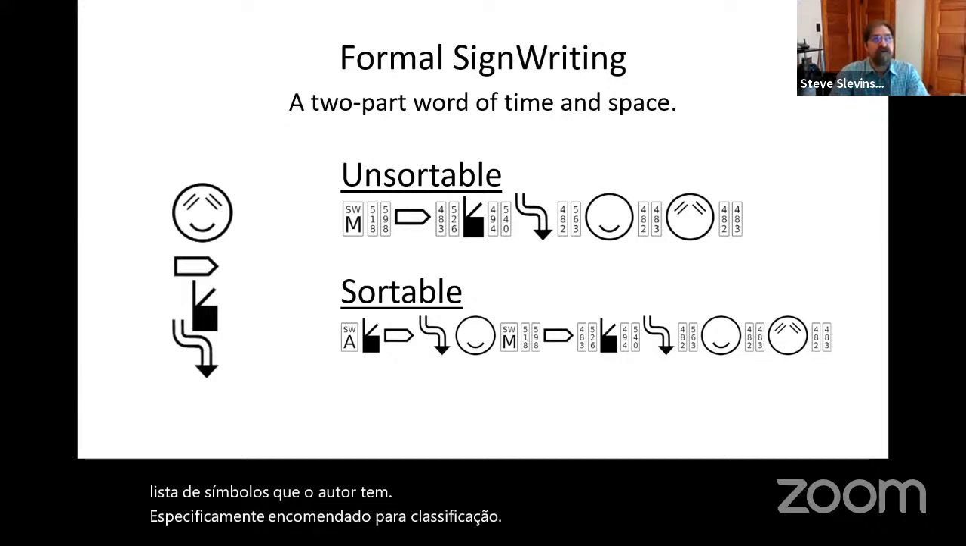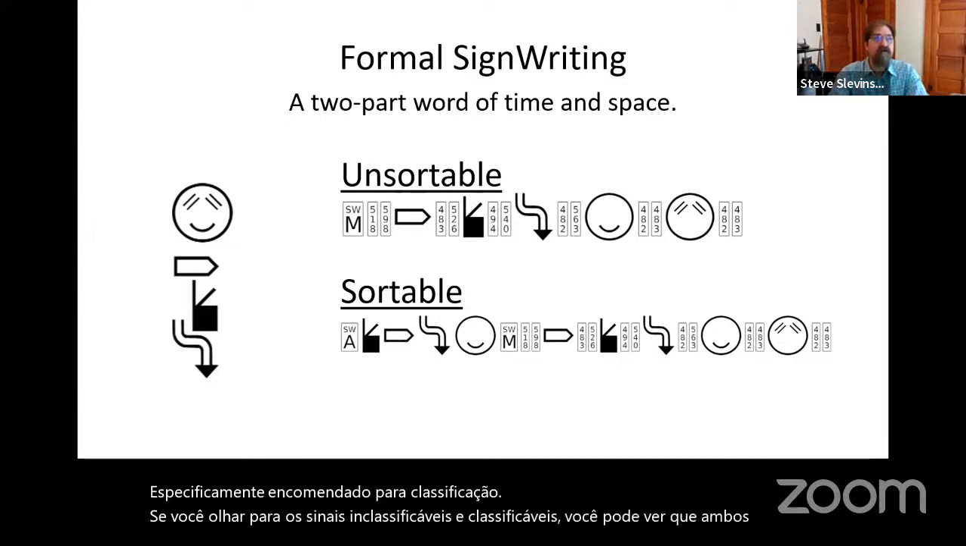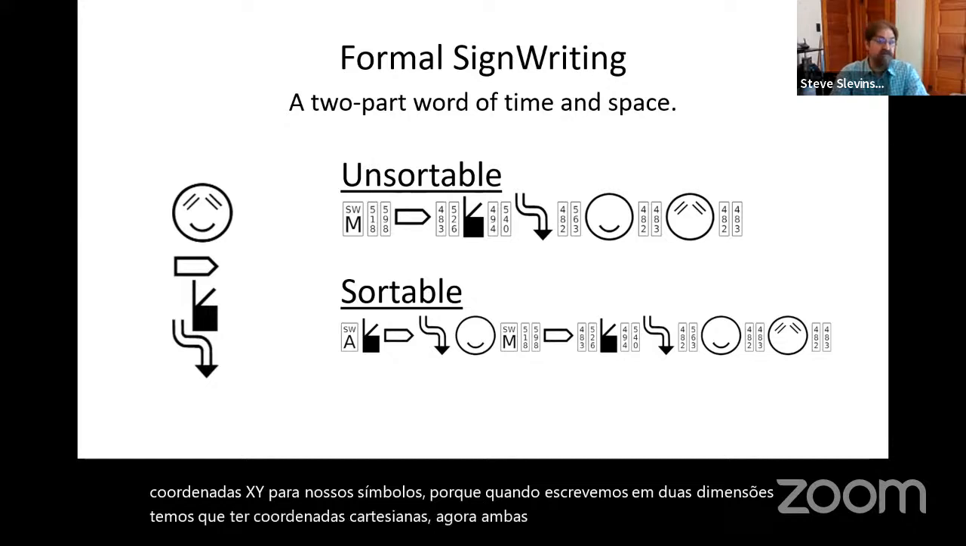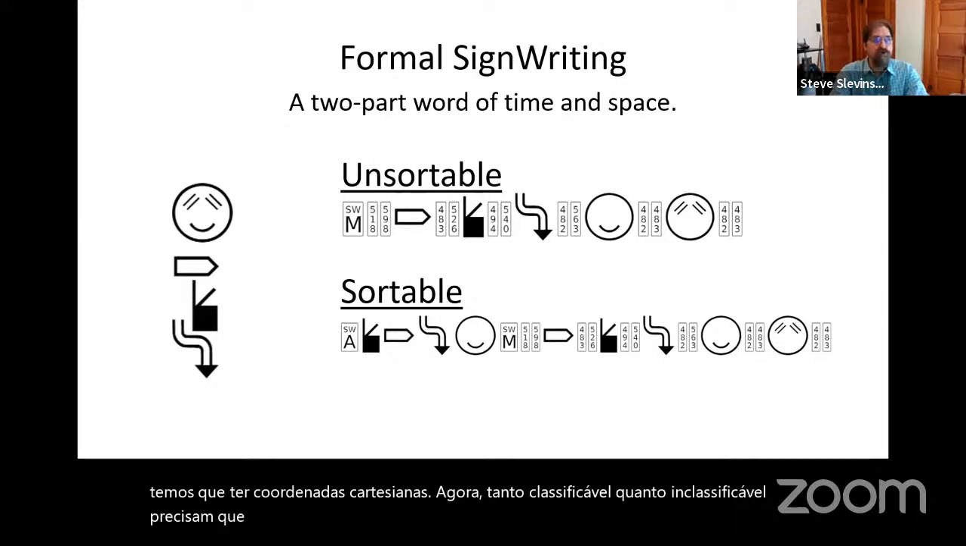If you look at the unsortable and the sortable signs, you can see that both of them have XY coordinates for our symbols, because when we write in 2 dimensions, we have to have Cartesian coordinates. Now, both sortable and unsortable need that 2-dimensional arrangement, but only sortable signs will have a theory of sorting in the temporal prefix at the start.